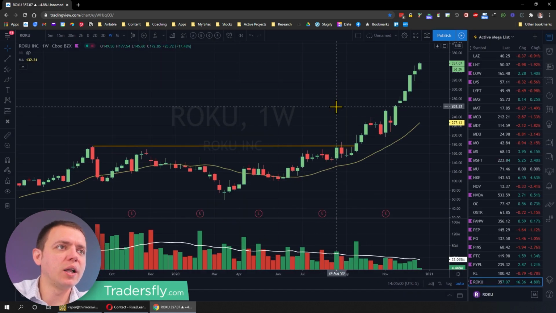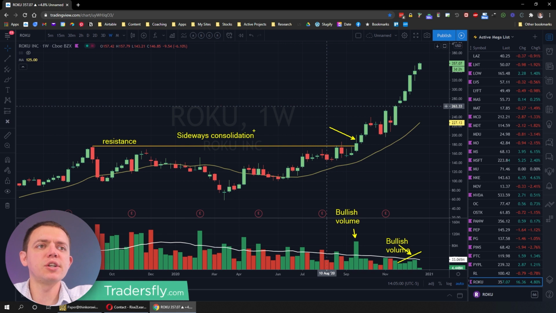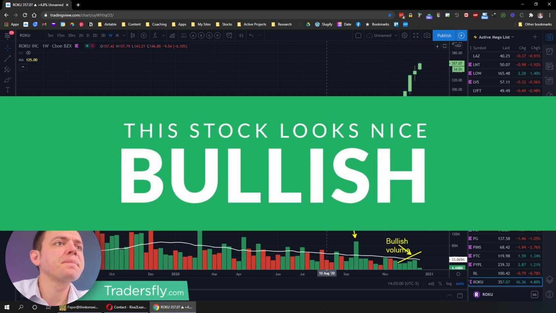It continues to do well. I'm also going to show you here on the weekly on this one, and you can see the bullish volume also there continues to ramp up. So also there's bullish volume. This was our resistance and sideways consolidation. So it continues to just do well. I'd be bullish on the stock.